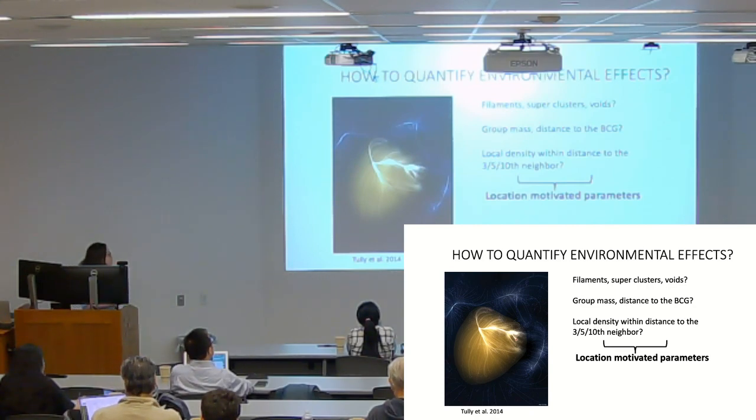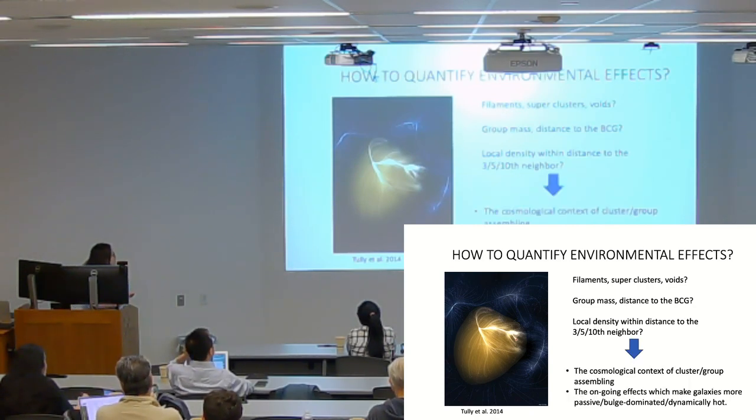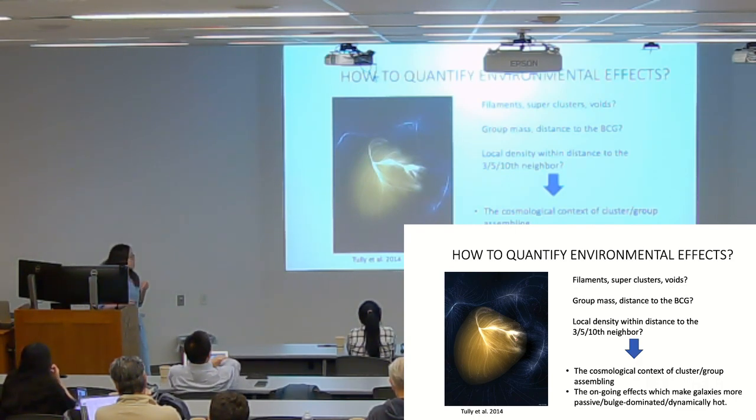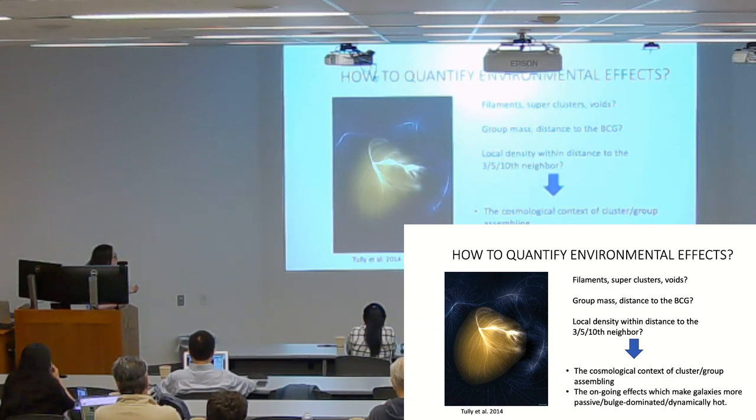These are location-motivated parameters. They tell us where the galaxies are in the universe. And when we use them, what we actually have in mind is the physics behind these parameters related to the locations of the galaxies. They come majorly in two categories. One is the cosmological context of structure formation. And the second is the ongoing effects, which make galaxies more passive, bulge-dominated, and dynamically hot. Today, I'm going to focus specifically on the ongoing effects which make galaxies more passive, more gas-poor.